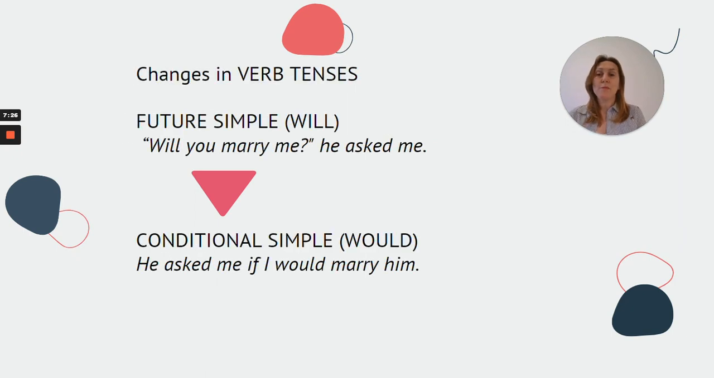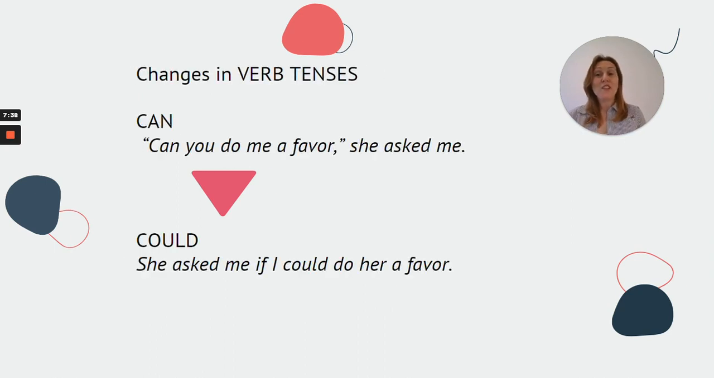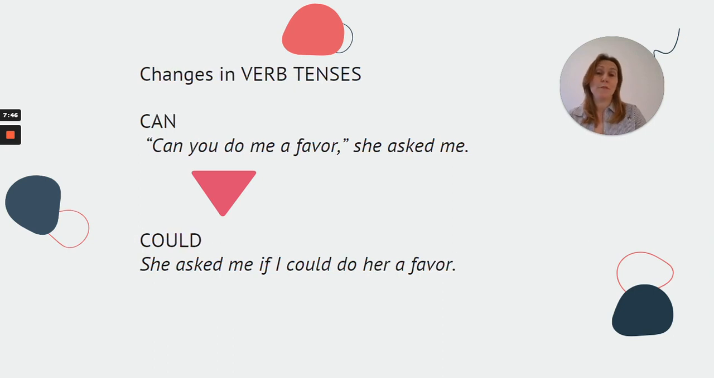Future simple changes into conditional simple. "Will you marry me?" He asked me. He asked me if I would marry him. Can changes to could. "Can you do me a favor?" She asked me. She asked me if I could do her a favor.